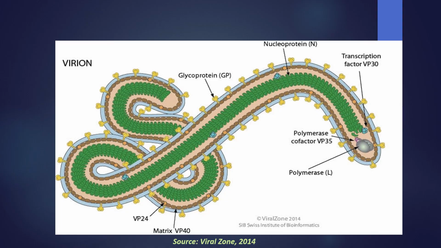This is the structure of an effective virion, which is filamentous in nature with an enveloped linear non-segmented single-stranded negative sense RNA viral particle which has the transcription factor VP30, polymerase cofactor VP35 and polymerase L proteins. The envelope proteins contain the VP24 and the matrix protein VP40.